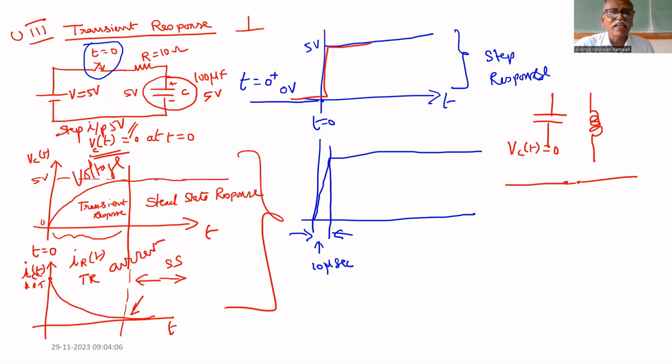That's why at t equal to 0 plus, the circuit becomes like this: 5 volt and 10 ohm. So 5 divided by 10 is 0.5. That's why the current starts at 0.5 ampere.